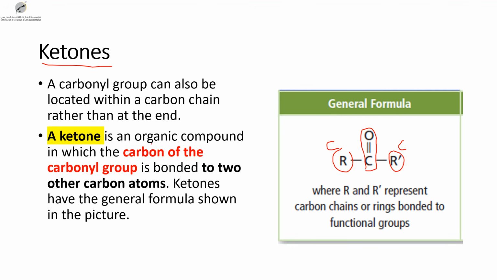So a ketone is an organic compound in which the carbon of the carbonyl group, which is this one, is bonded to R and R. What does R mean itself, so that it's not confusing? Okay, the R represents carbon chains or rings. Meaning when we see the letter R, it means carbons, not hydrogen. Okay, that's the meaning that I want to convey to you.